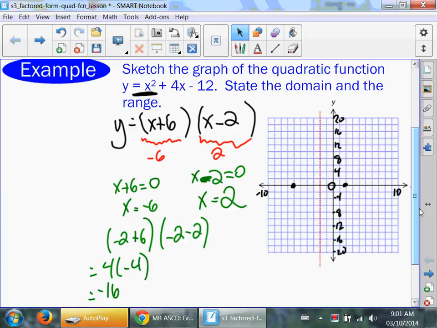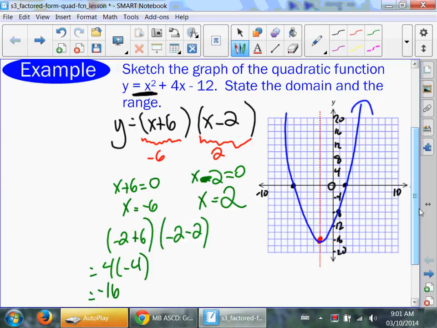And now all of a sudden I'm going to have a point, negative 2, negative 16, which will be right here. And again, I'm going to have that point, and I'm going to have my parabola pointing up. So it's going to look like that, and it's going to look like that. There's my parabola. There's a nice sketch of my parabola.